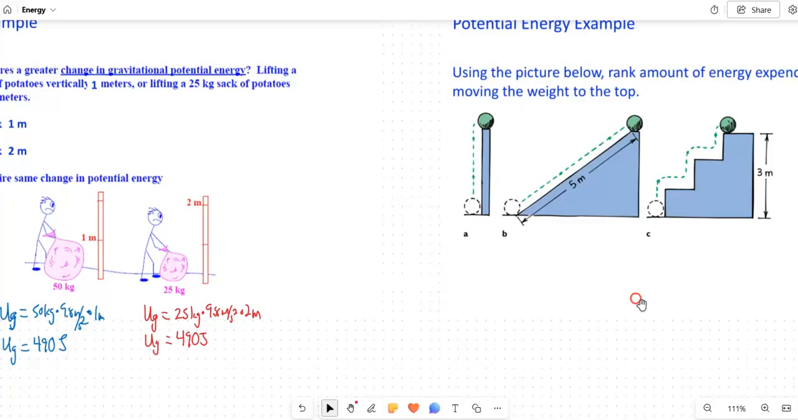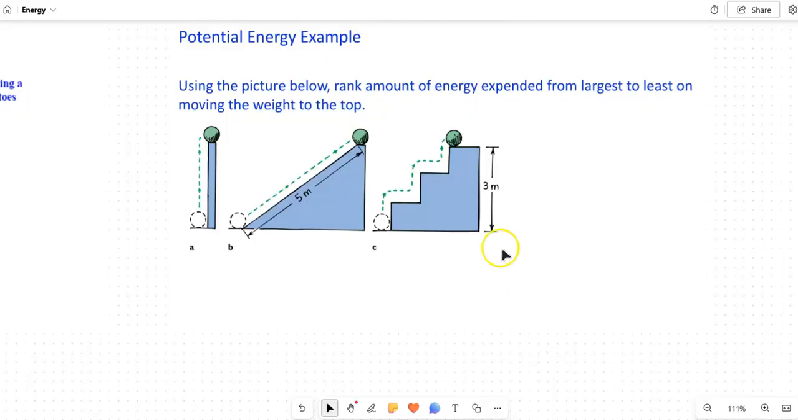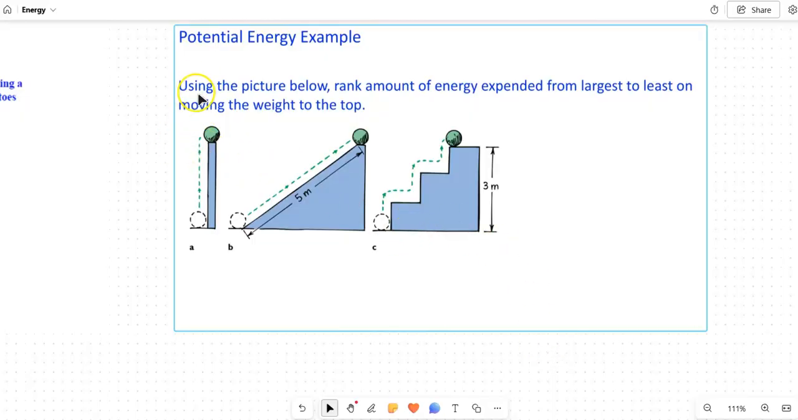All right. Let's try this over here. So here is another question. You're going to be using the picture below. You're going to rank the amount of energy expended from largest to smallest while moving a weight up from the bottom to the top. Okay? So we're going to rank A, B, and C from largest to smallest, the amount of energy used to take an object from the bottom to the top. Here, the top means 3 meters up.